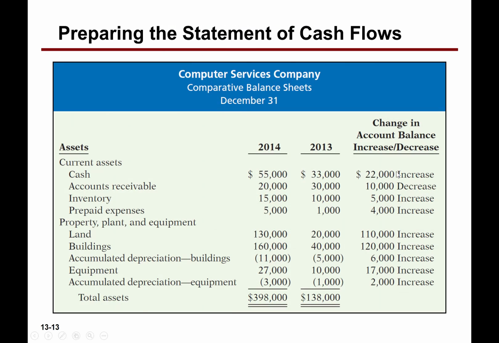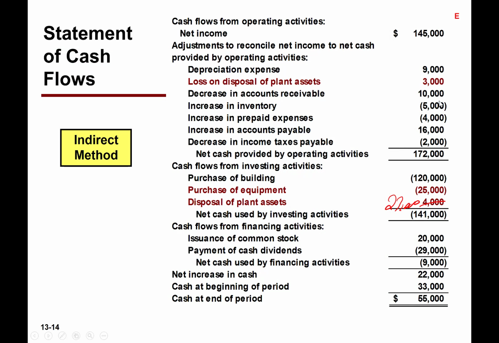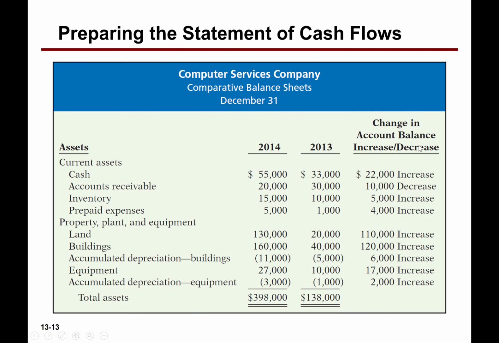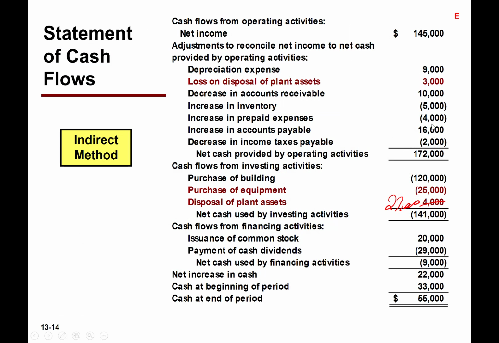5,000. So, I'm sorry, it increased. So I do what? I subtract it. Is prepaid expense an asset? Prepaid expense is an asset. It did what? It increased over here. So what do I do? I decrease it, right?